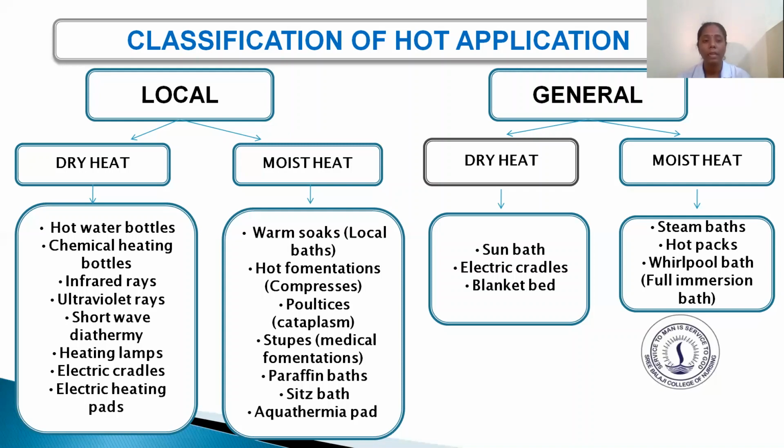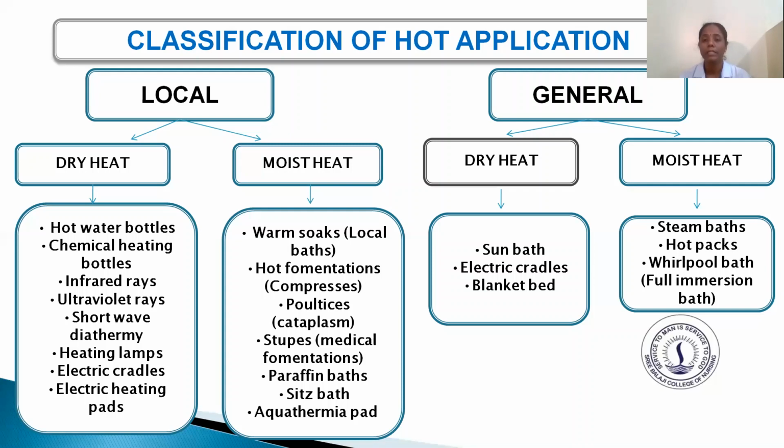In dry heat: hot water bottles, chemical heating bottles, infrared rays, ultraviolet rays, shortwave diathermy, heating lamps, electrical cradles, electric heating pads. These also come under dry heat. Moist heat: warm soak, hot fomentations, medicated fomentations, paraffin baths, sitz bath, aquathermia pads. These are all the things that come under moist heat.